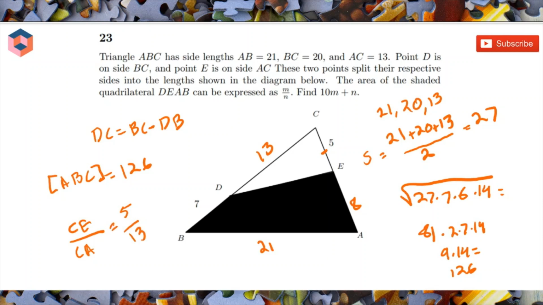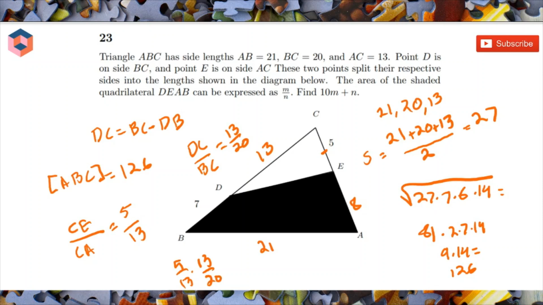Now, what if instead of their heights being the same, their bases were the same length? Then the area ratio of those two triangles would just be the ratio of their heights. Well, the ratio of their heights is just DC over BC, which is 13 over 20. So make sure you see why that makes sense. Even though 13 is not necessarily the height, the ratio would still be along that line. So we have 5 times 13 times 13 over 20 times the area of triangle ABC.